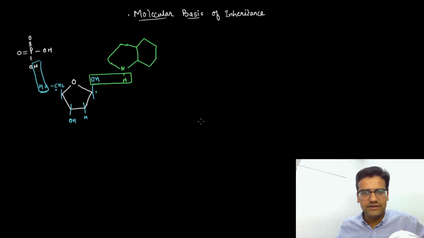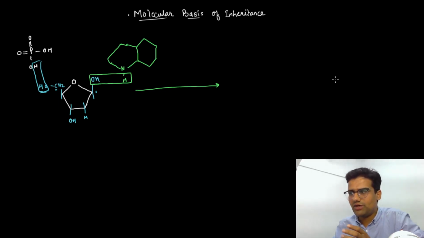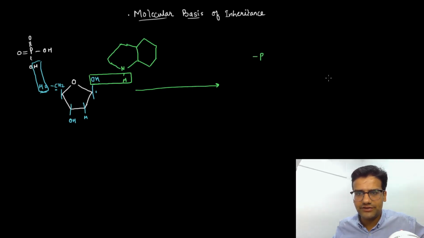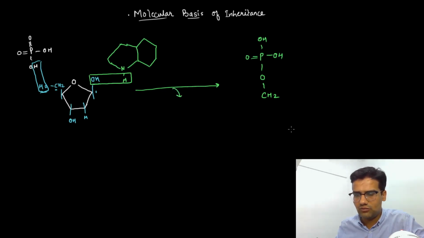So this is the basic structure which forms the polymer. As a result of this, if we talk about the further structure, the product of this reaction would be P double bond O, a hydroxyl group, again a hydroxyl group, and this is connected by O to CH2, and there is a release of two water molecules, of course. This is the CH2 of the deoxyribose sugar.